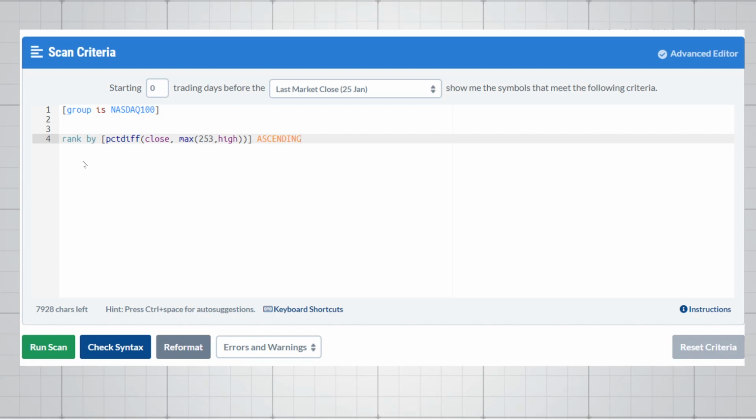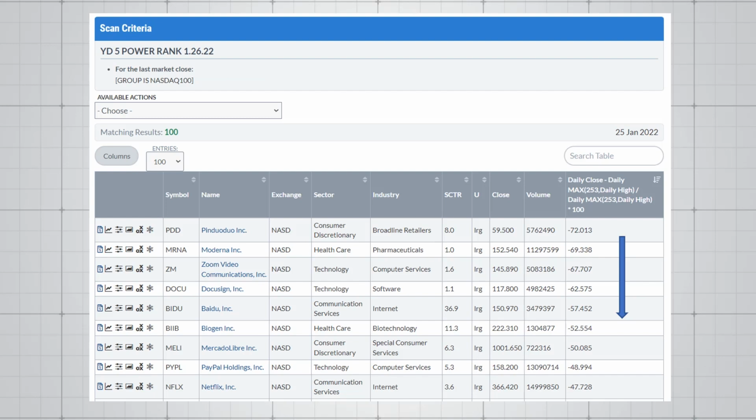We're going to use the ascending command, which is going to give us the smallest first, and smallest when we're dealing with negative numbers is the largest negative number, so to speak. Let's take a look at what running this scan does for us. We see first we have 100 matching results. Of course, we're looking at the NASDAQ 100, so good sign off the start.